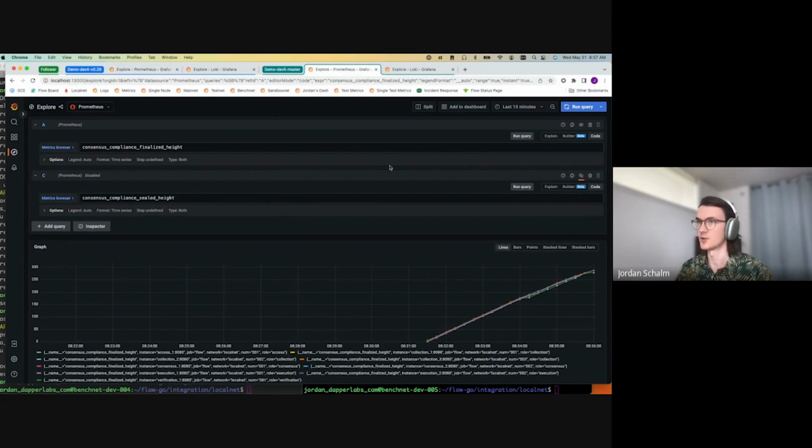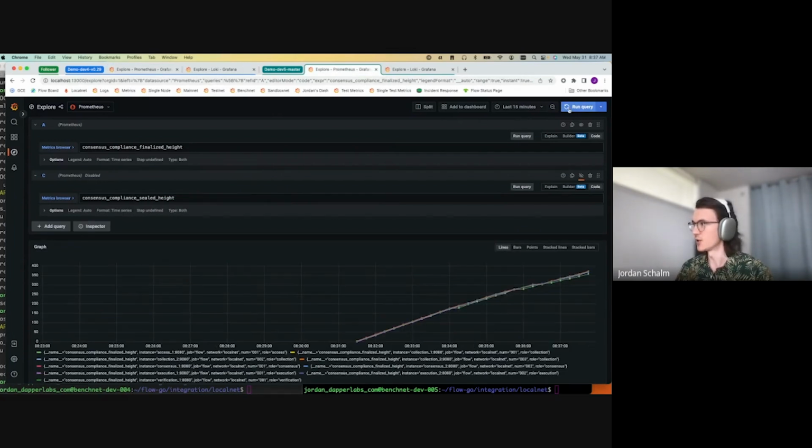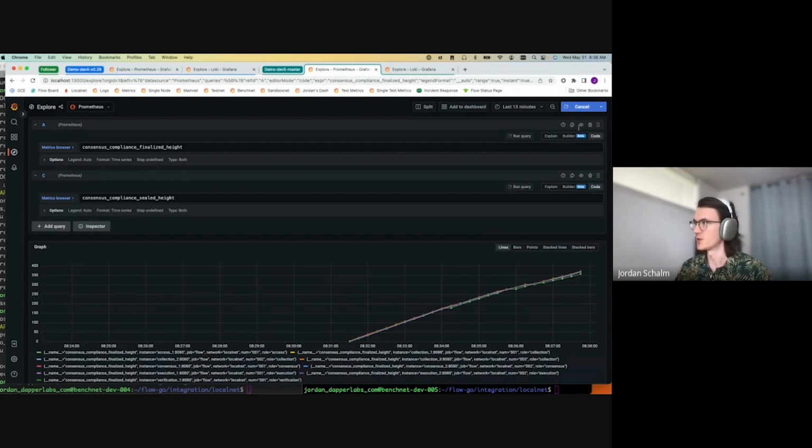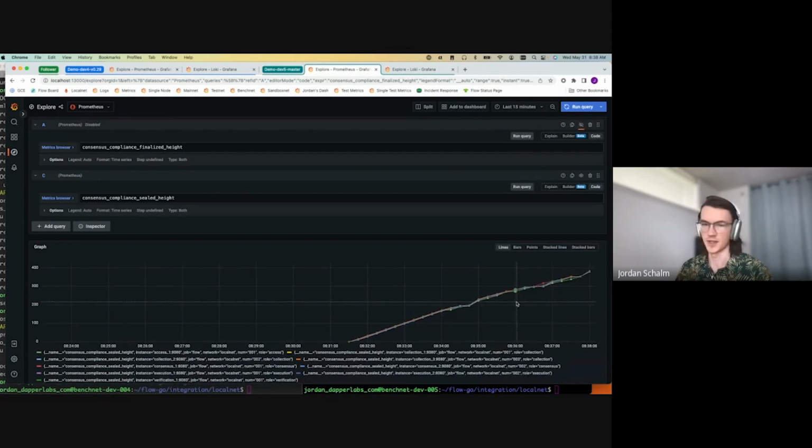If we jump back over to the new network, we can again see everything is pretty much fine. There isn't really any impact at all. And yeah, we can check the sealed height as well. Again, steadily increasing, kind of normal behavior there.